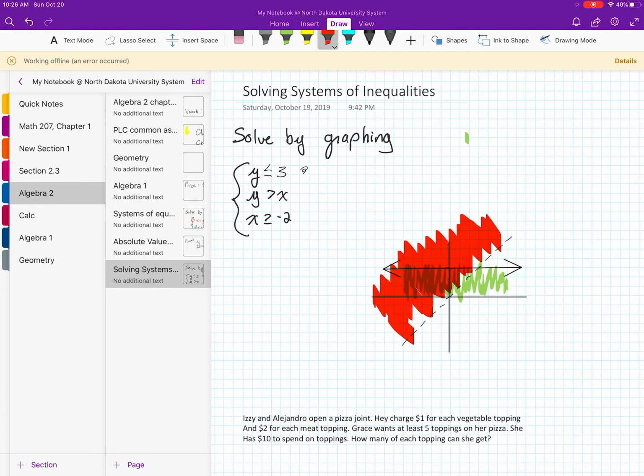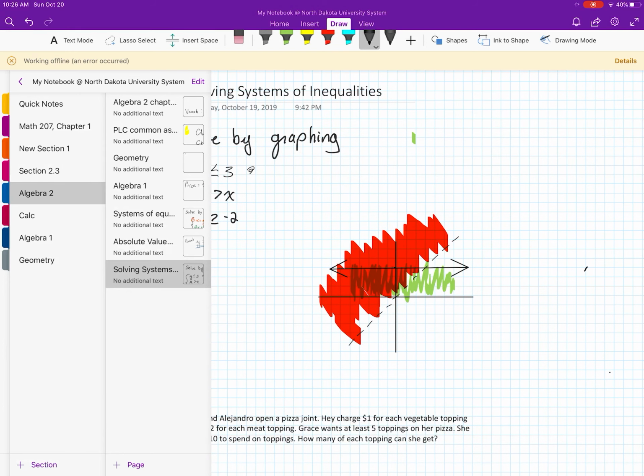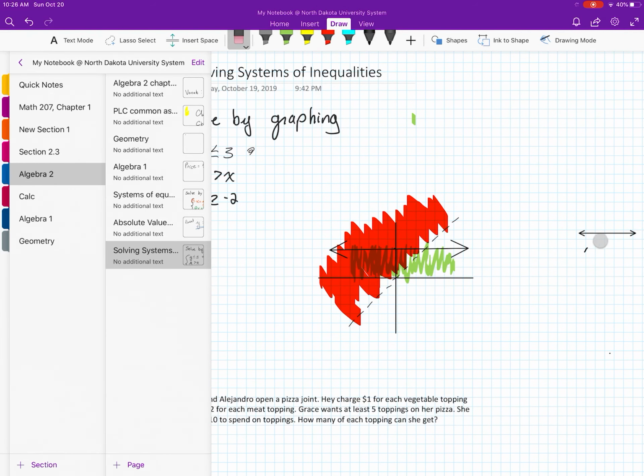So we shade. And we can see right now we have some area of overlap. But we have a third inequality to graph. x is greater than or equal to -2. All right, let's find x is -2 right there. And we have, again, a solid line.